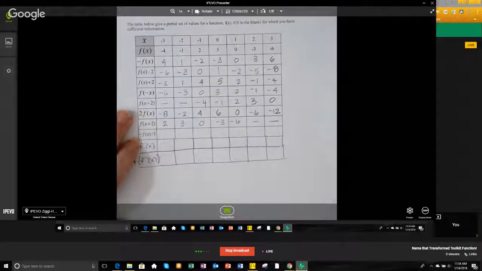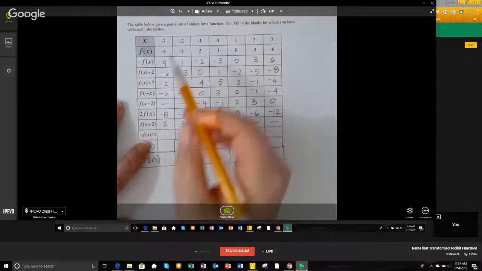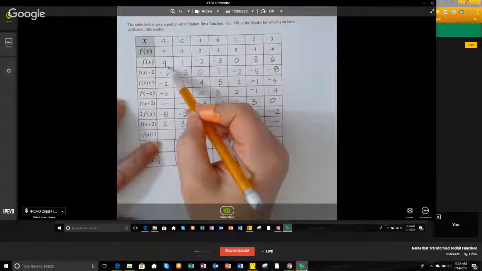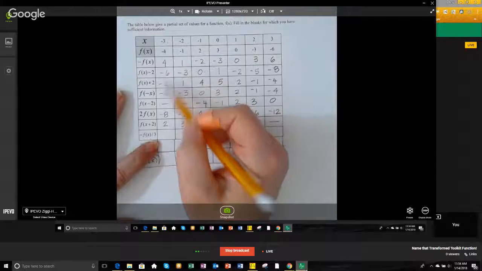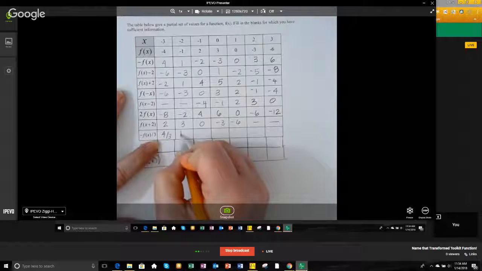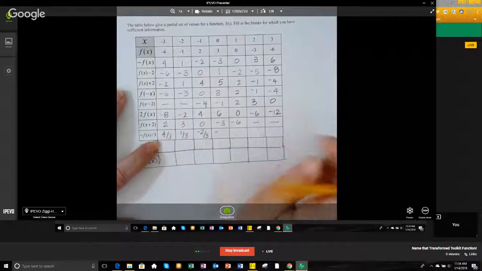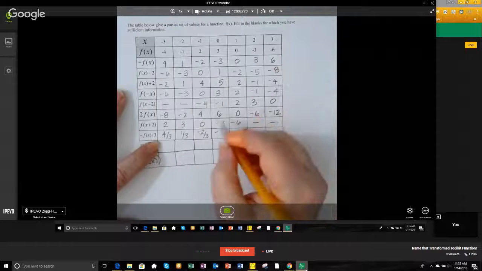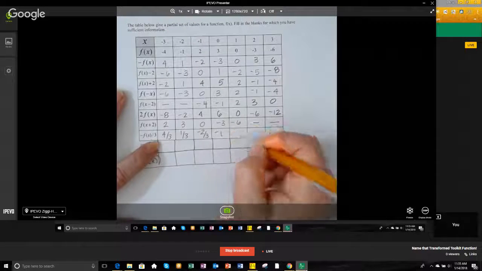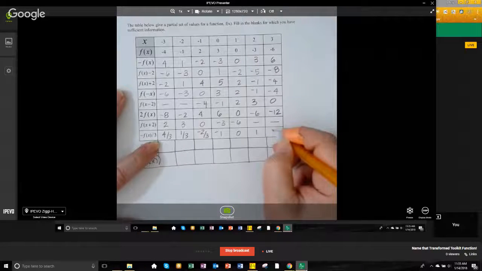Now this says take the opposite of f of x and divide by 3. Well, I've already taken the opposite of f of x in the first row here. So I'm going to divide everything by 3 because I've already done the first step. So this one would be 4/3, 1/3, -2/3, -3/3, which is -1, and then 0, and then 1, and then 2.